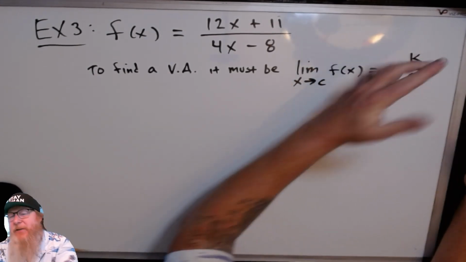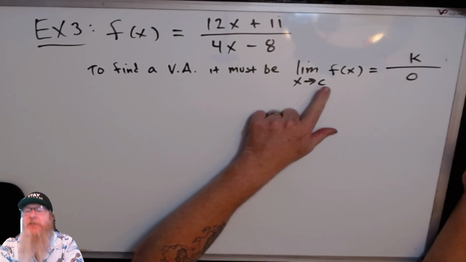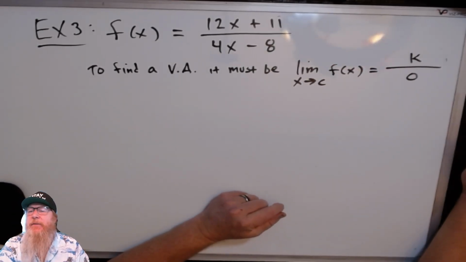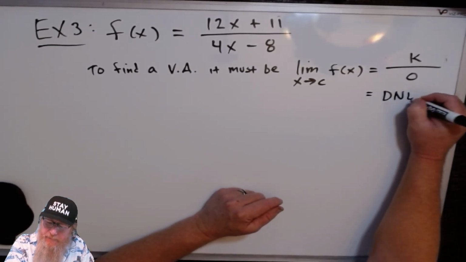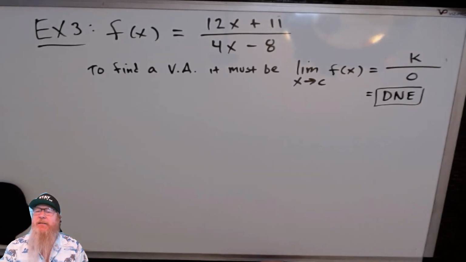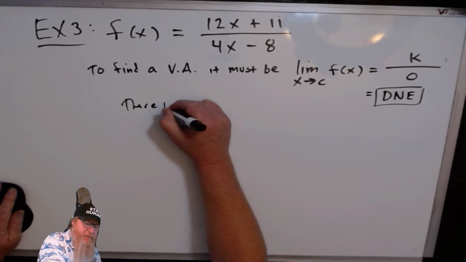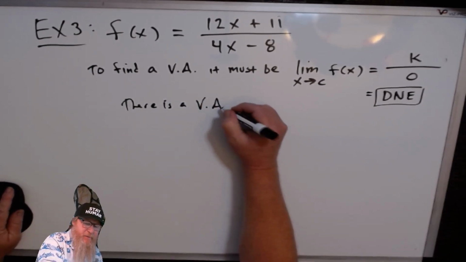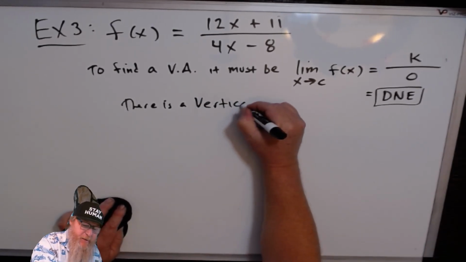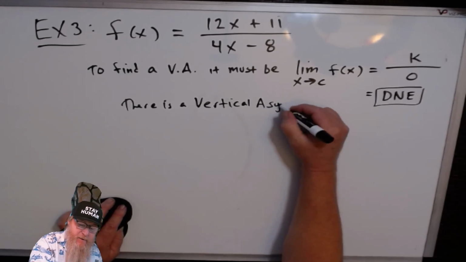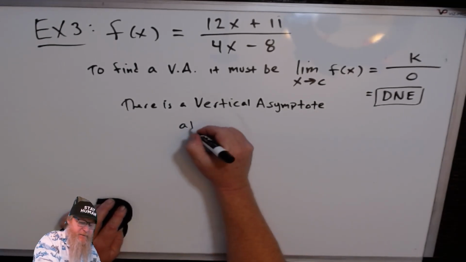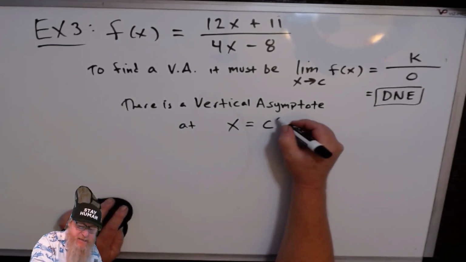I know previously I might have used c for constant, but if I've already used a c on the board, then I can't use it twice. I'll use k for the other version of constant. So this would be DNE. You would say the limit does not exist, and there's a vertical asymptote. Let me write out the whole word for you so you get the spelling. Typically, I just say VA. Asymptote, at x equals c.